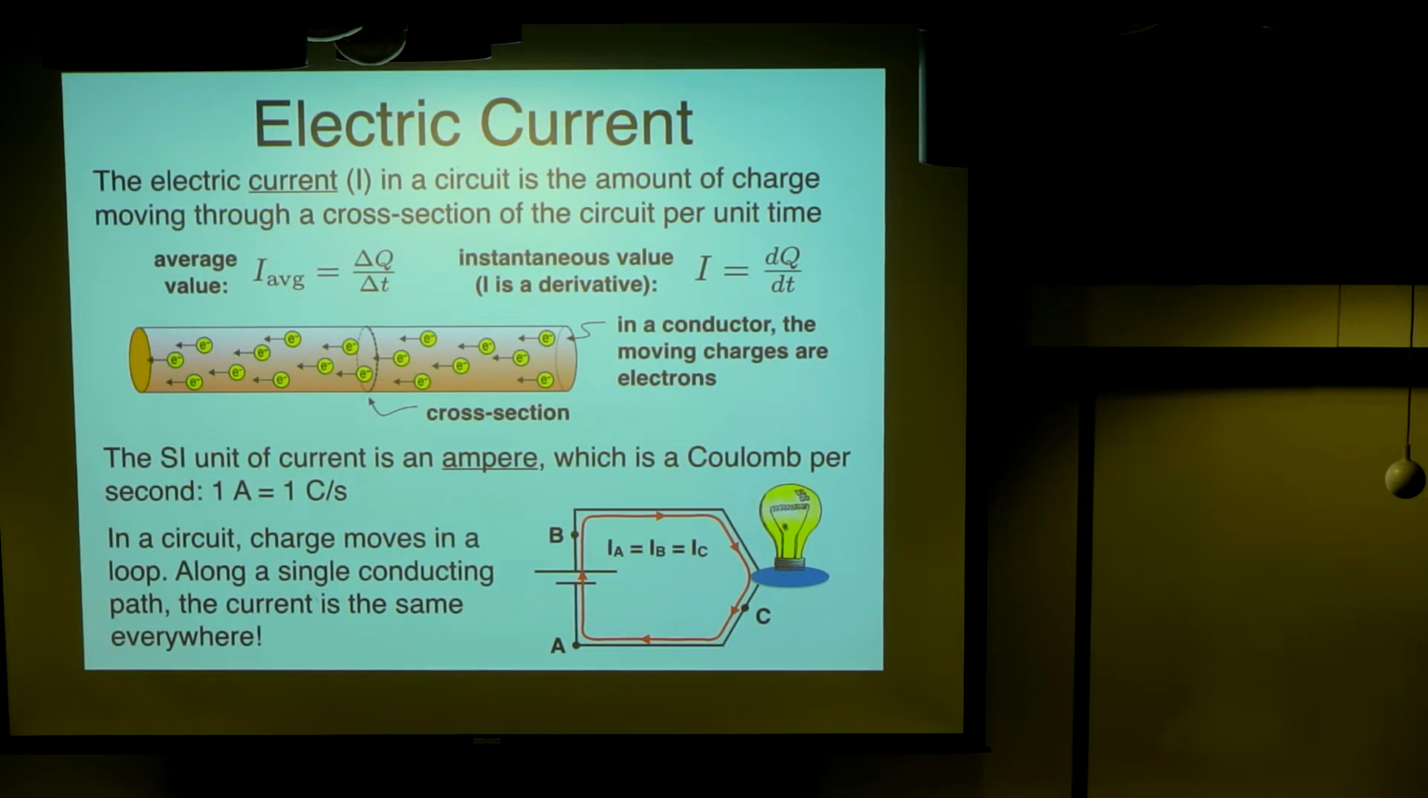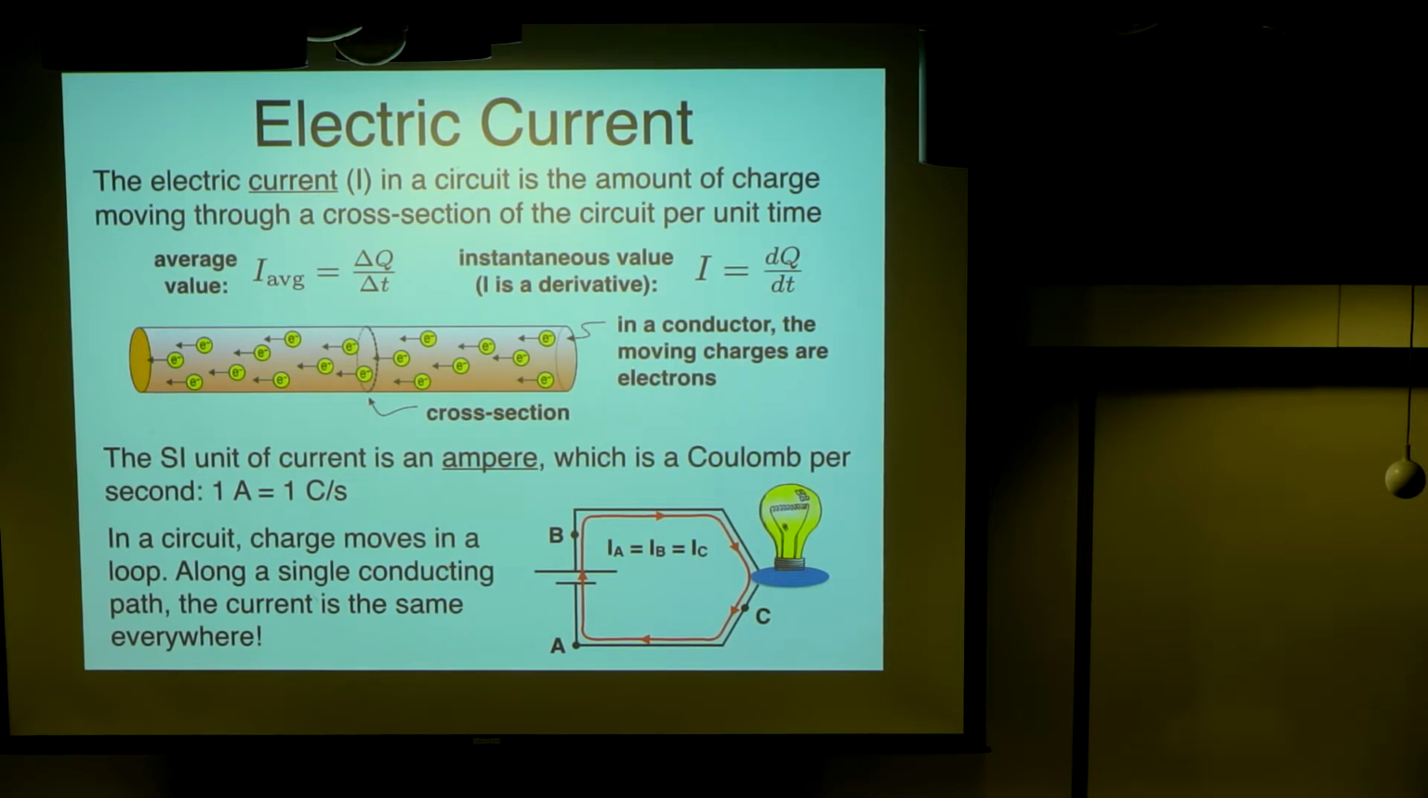Okay? So now let's take a look at the units. If you just take a look at the definition, it should be pretty clear what the units are. What do we use to measure electric charge in the SI system? We use coulombs, right? And then time, what's our standard unit? Seconds. So it stands to reason that our SI unit for current should be a coulomb per second, right? So that's what we call an ampere, or sometimes amp for short. 1 amp is defined as 1 coulomb per second.